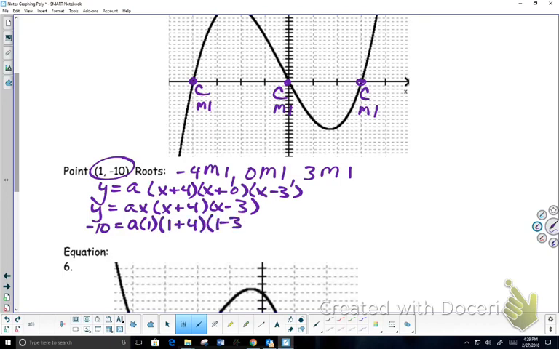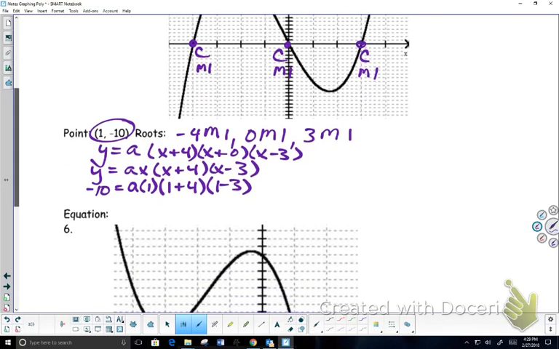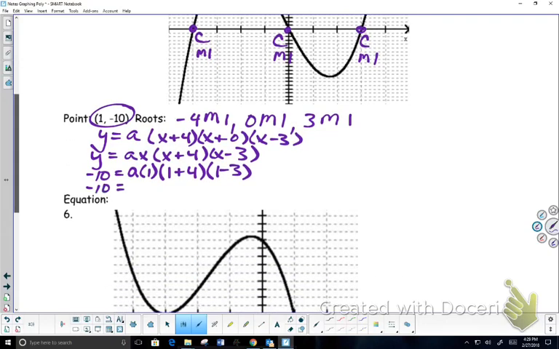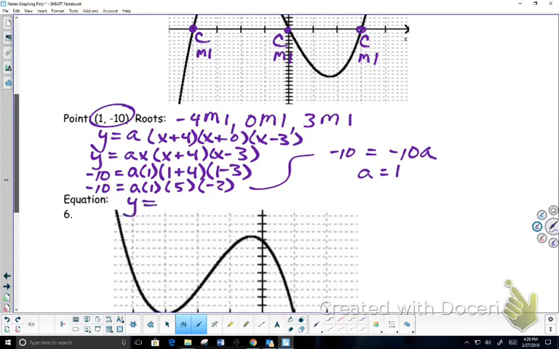After that, I am solving for a. So if you'll look at this, we get 1 plus 4 is 5. 1 minus 3 is -2. So I'm left with -10 equals -10a. So a is going to equal 1. Therefore, I can write my equation as y equals, I don't need to put 1 for a, x, x plus 4, and x minus 3.